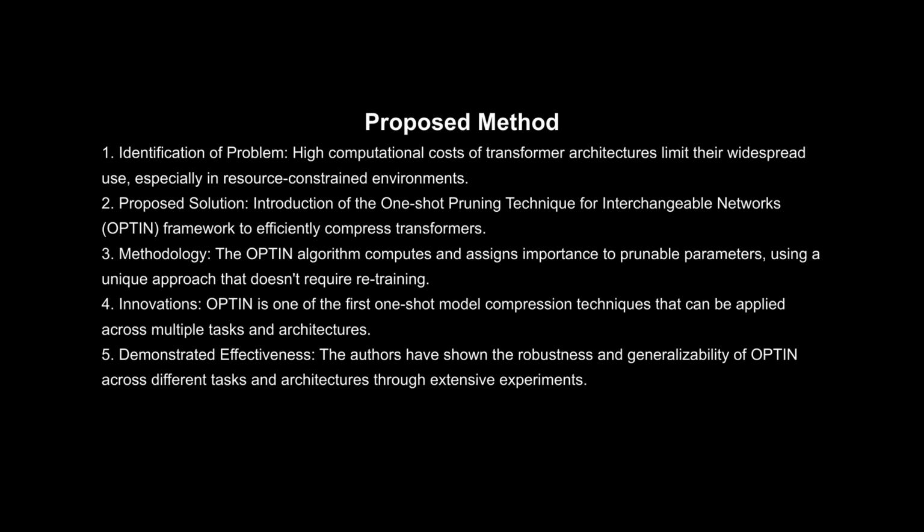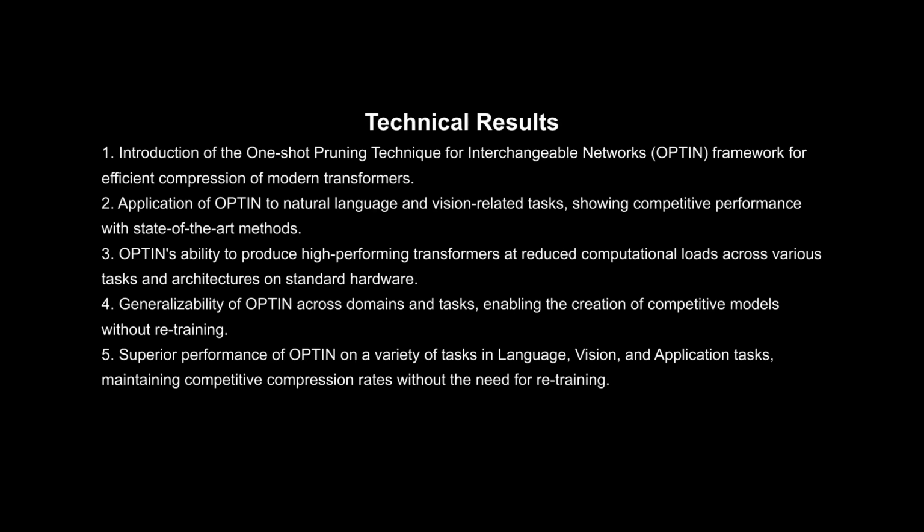The authors have demonstrated the effectiveness of the OPTIN framework through extensive experiments, showing its robustness and generalizability across different tasks and architectures. This represents a major improvement over previous methods, which were often limited to a specific architecture or task. Technical results. The paper introduces the One-shot Pruning Technique for Interchangeable Networks, OPTIN framework, which is a novel approach to efficiently compress modern transformers.